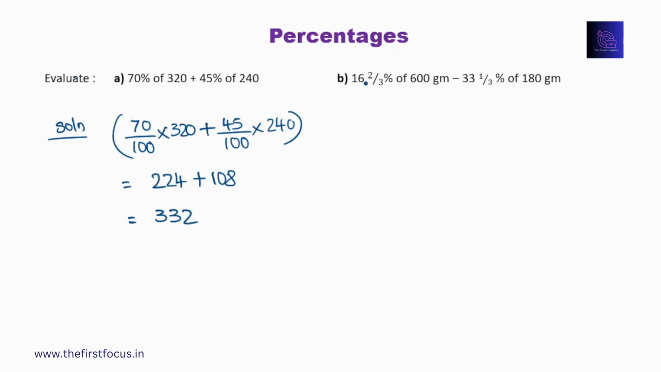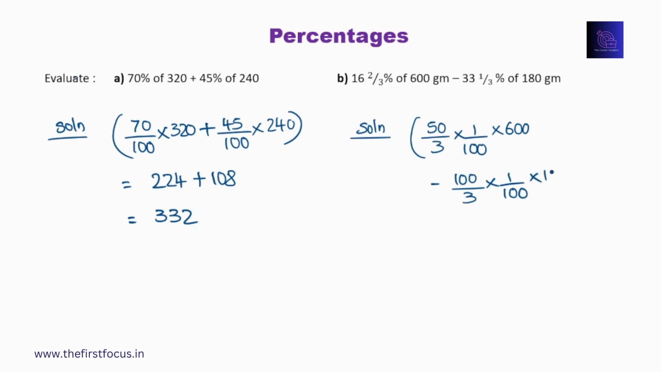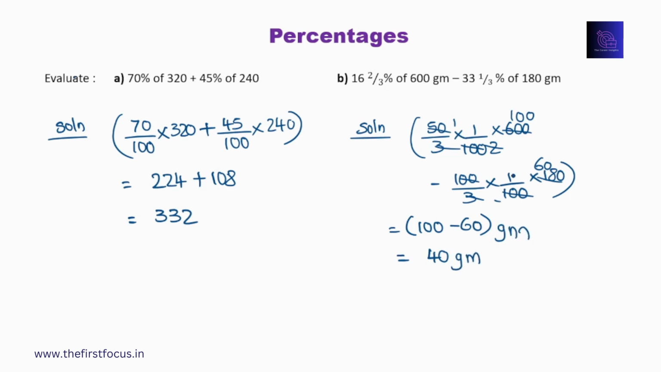See the second problem. 16 2 by 3% of 600 gram minus 33 1 by 3% of 180 gram. It is 50 by 3 divided by 100 into 600 gram minus 100 by 3 divided by 100 into 180 gram. On solving this, we get 100 minus 60, that is 40 grams, because the given unit is in gram.